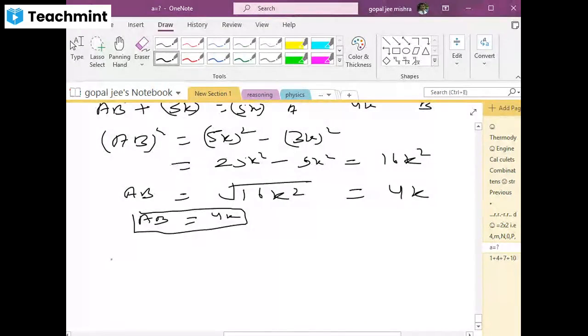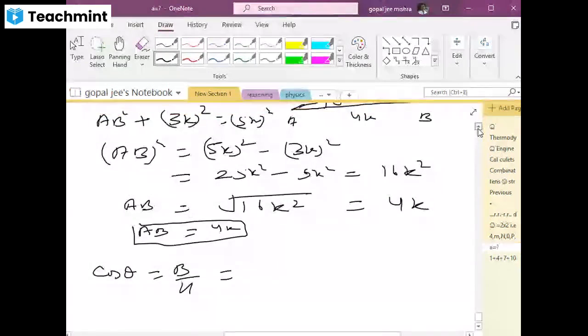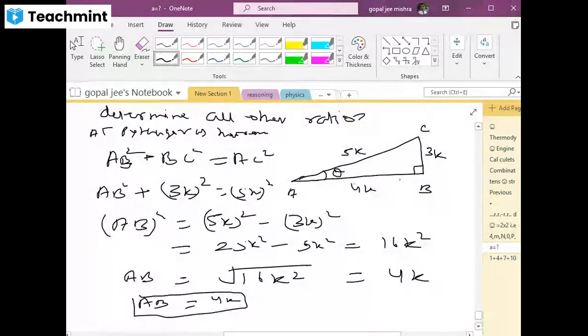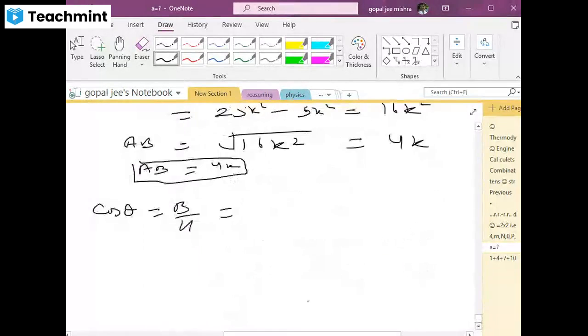You have to determine cos theta. So what will you get? Cos theta is base upon hypotenuse, B by H. Very easily, the base is what you can see from this figure. Base is AB, hypotenuse is AC. So you can put the value, that is base 4k divided by 5k. This k will be cancelled, 4 by 5.